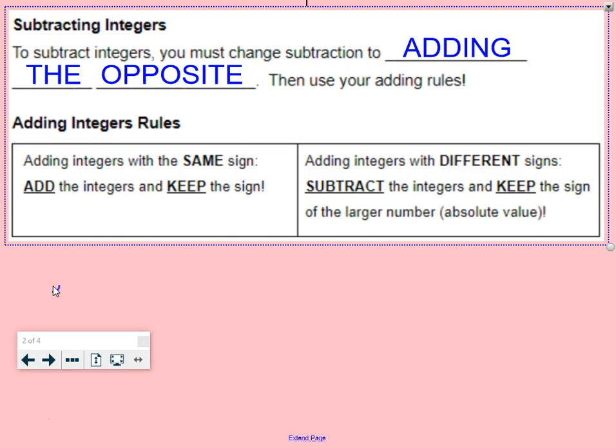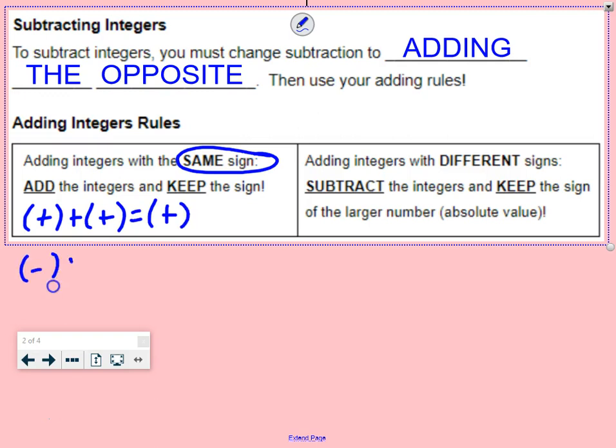So if you remember those adding rules, they're right here. Integers with the same sign: add the integers and keep the sign. So that means a positive number plus a positive number equals another positive number. A negative number plus a negative number equals another negative number.